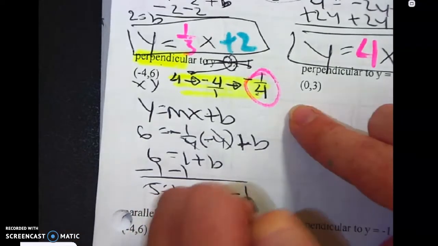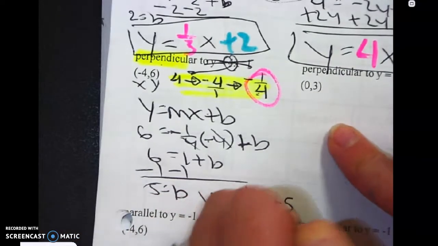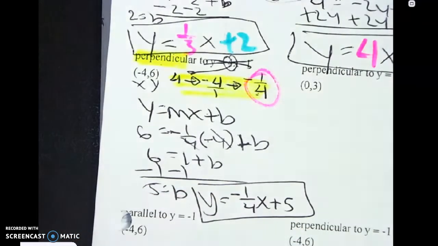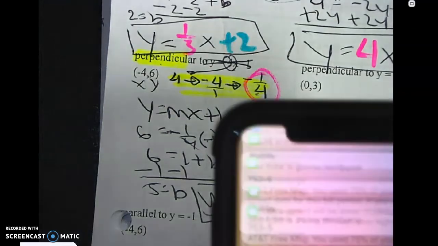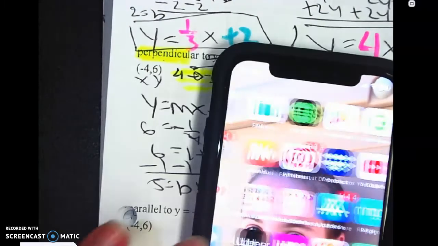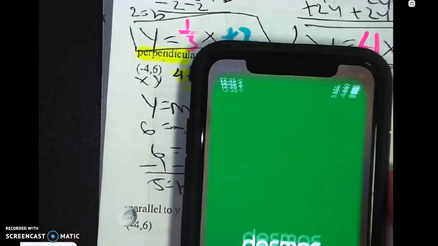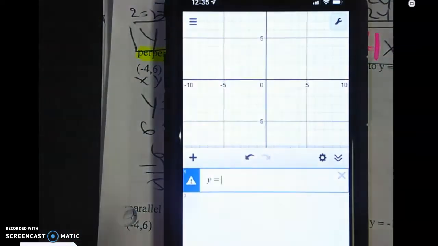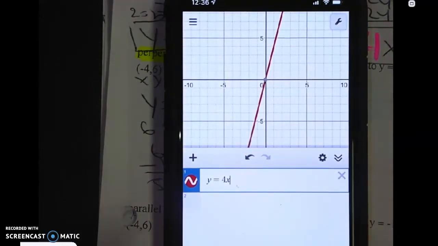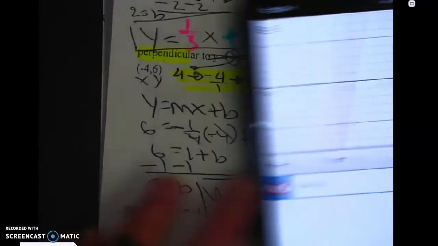Y equals -1/4 x plus 5. Now, remember how I showed you on Desmos? You can use Desmos. Also, hopefully, some of you downloaded the Desmos app. If you downloaded the Desmos app, you can do this more easily and quickly, so you don't have to use your Chromebook. So y equals 4x minus 1, or sorry, was the original one, right?